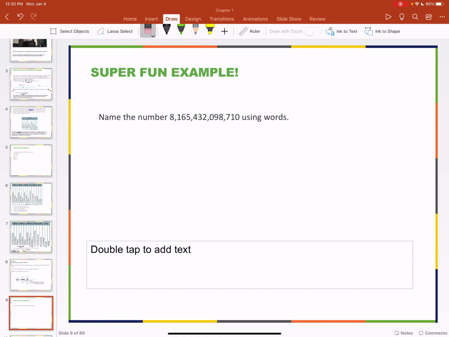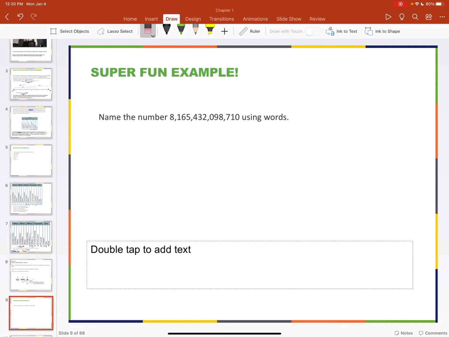Okay, so where were we? We're naming the number here using words. And so recall we have the ones place, the ones period, the hundreds period, the thousands, the millions and billions, and then trillions. Okay, so we're going to go through each one.